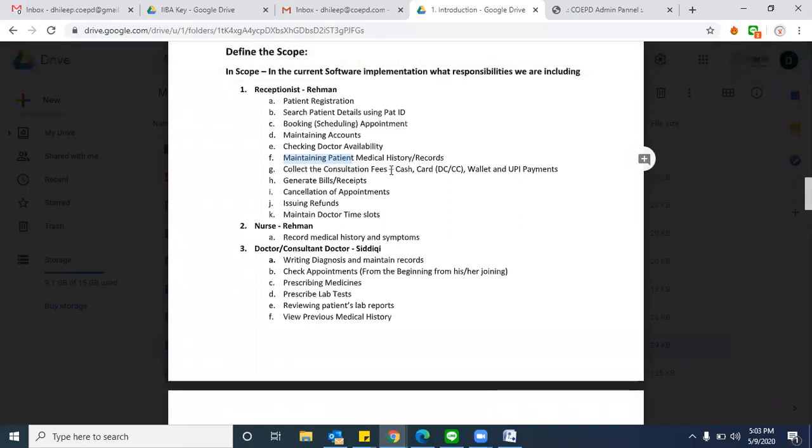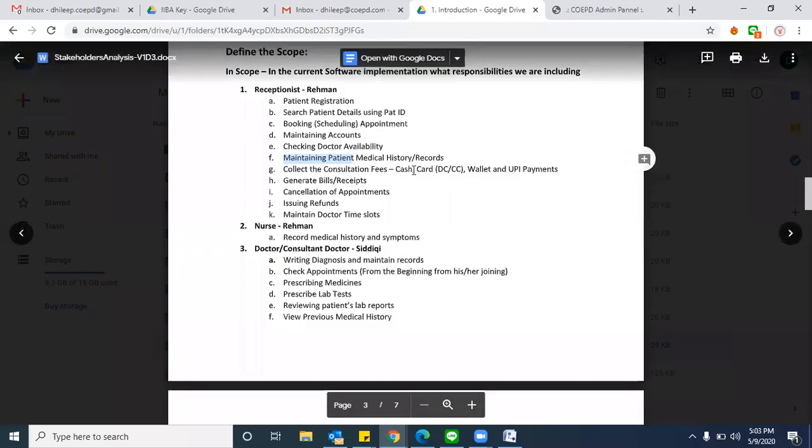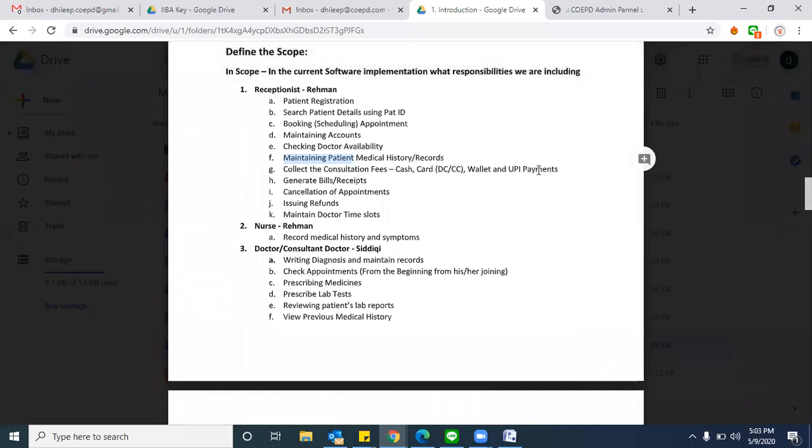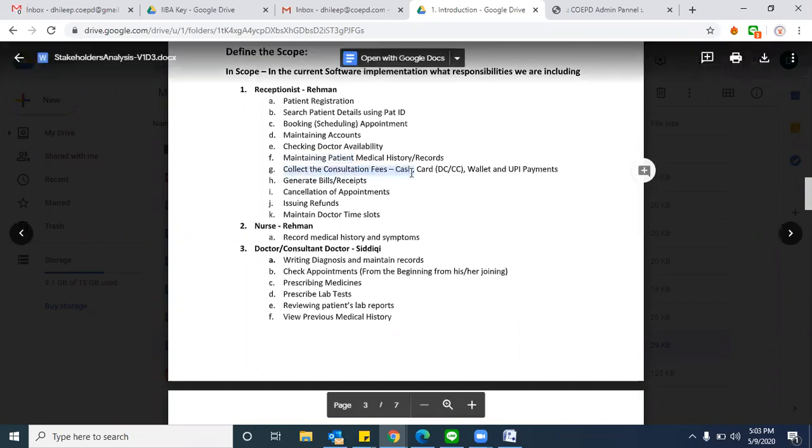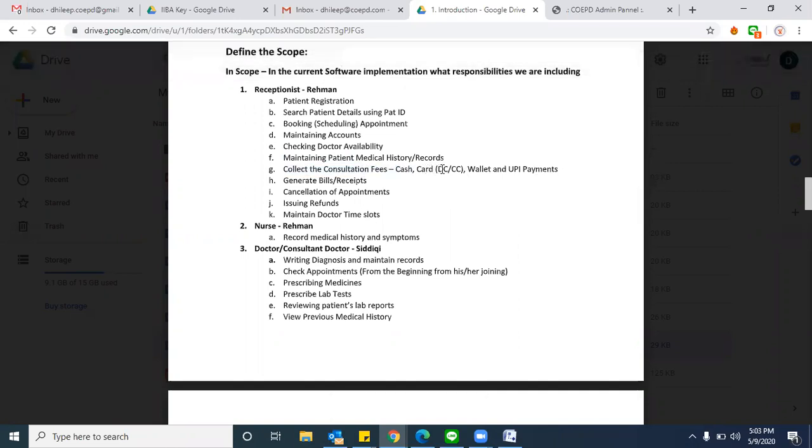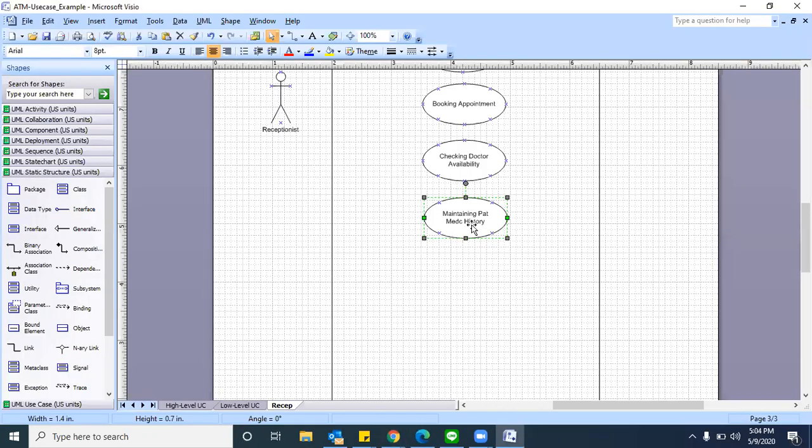Yes. So for collecting consultation fees, here we kept cash, card, wallet, and UPI, 4 different payments, right or wrong? Yep. 4 different payments will have 4 different use cases, right or wrong? Either you can collect the payment through cash, that is a separate use case for us, right or wrong? Yes. And again collecting consultation fee through card, one more use case, again through wallet, through UPI, right or wrong? Yes.